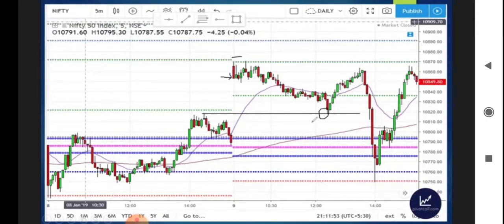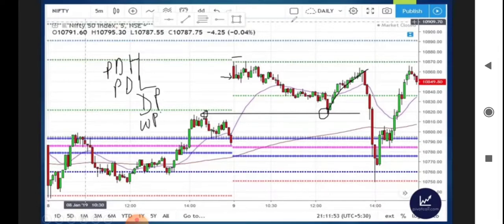Remember a couple of things. This bounce is not just because of the previous day high. There are some support resistances that are major, some are minor. For example, PDH and PDL are minor, not the major support resistance. Daily pivot and weekly pivot are minor.